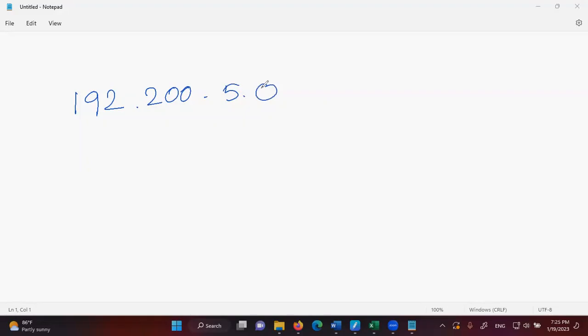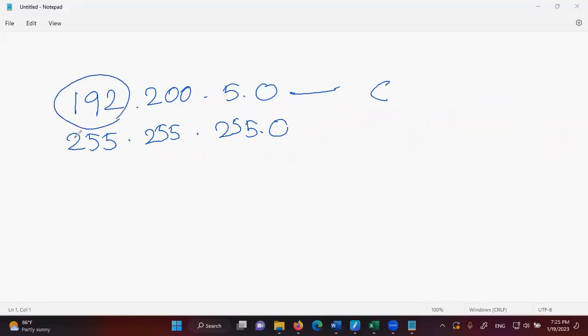This is a class C network, right? This is a class C network. So then the subnet mask is 255.255.255.0. So this is the original subnet mask which comes with class C. The meaning of this is that these three numbers belong to the network and we are not allowed to change that.